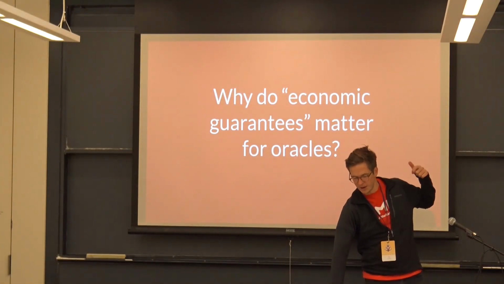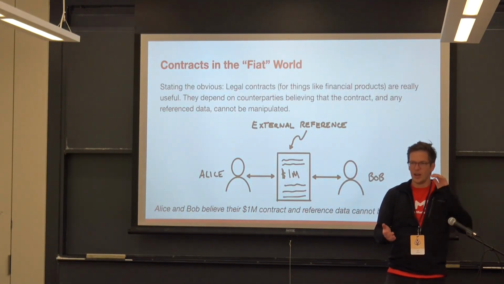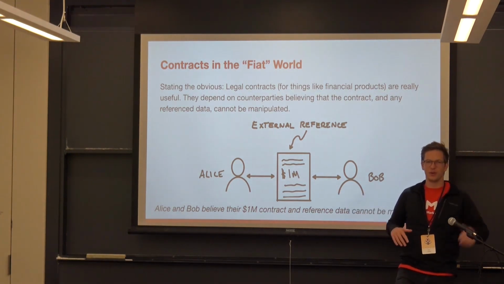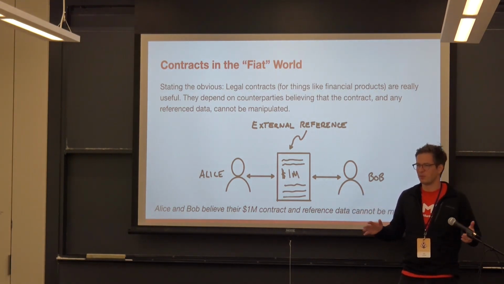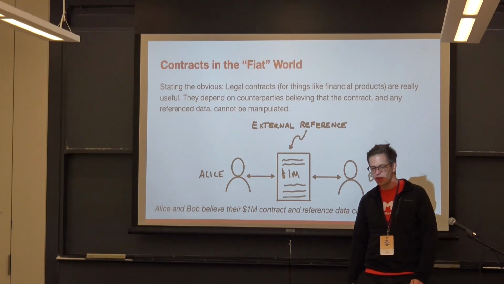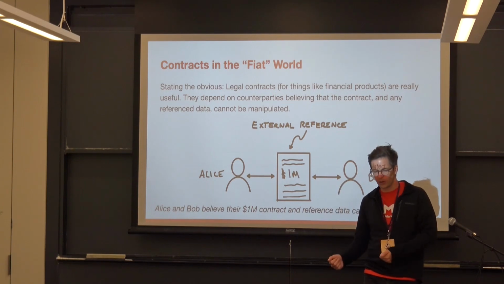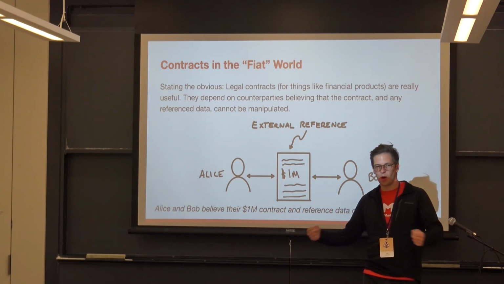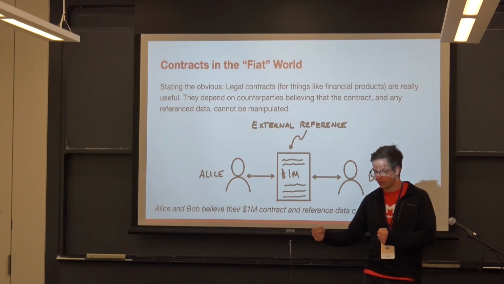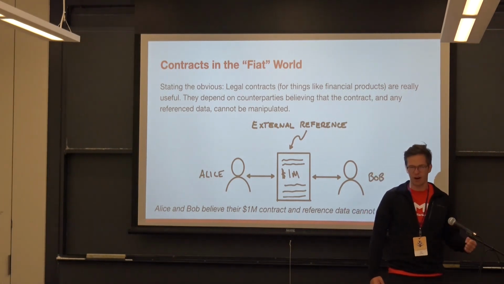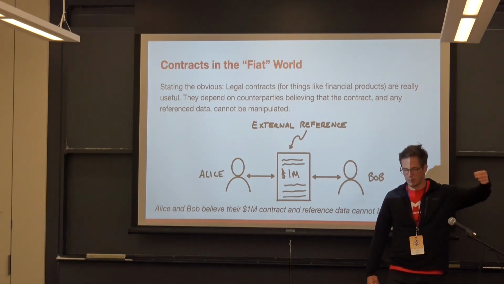So why do economic guarantees matter for oracles? It's a useful analogy, and again, guys, I'm keeping this pretty theoretical, so if you're sleep deprived, some of this might be hard, but ask questions. A useful analogy is to think about contracts in the fiat world. Stating the obvious, legal contracts are really useful. They let us build our modern financial system and all these types of financial contracts. They depend on counterparties believing in the contract and that the reference data cannot be manipulated.